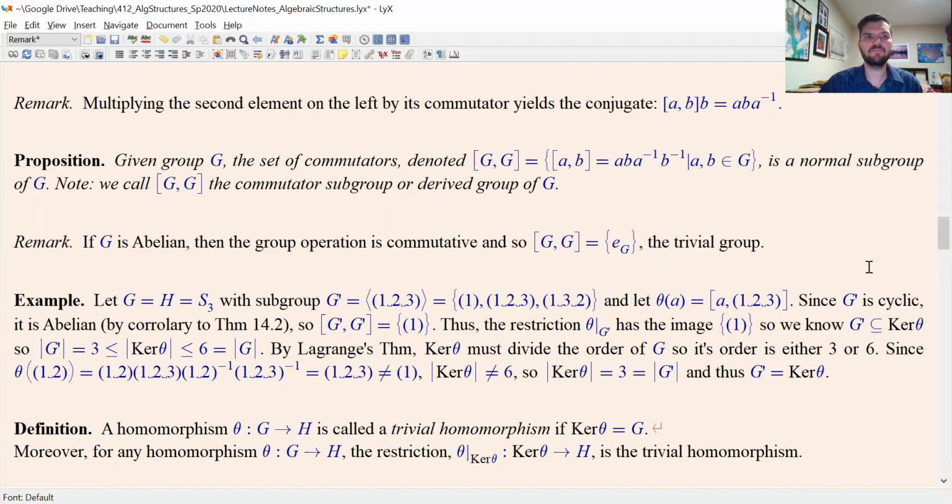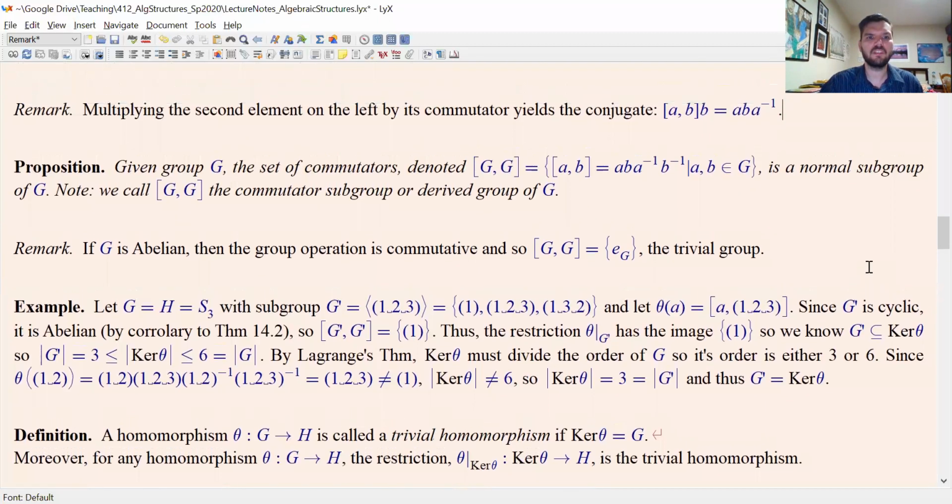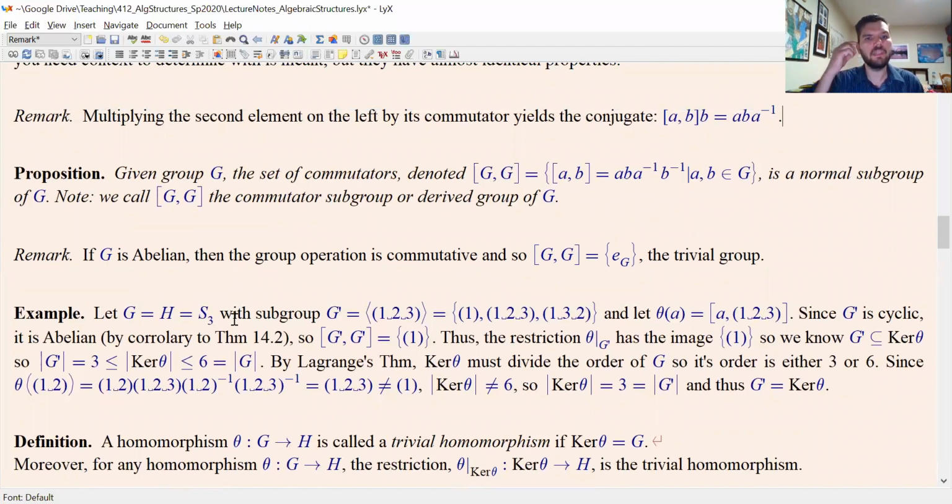Well, let's just do an example here. Let G and H both be S3. We just talked about that, right? But now we're going to define a subgroup, G prime, which is the cyclic group formed from (1 2 3). And then we're going to define a homomorphism where theta of A is the commutator of A and (1 2 3), one of the elements in the group. Now, since G prime is cyclic, it is abelian by the corollary to theorem 14.2, on the fly. Look at that. So the subgroup of commutators of G prime is equal to 1 because it's abelian, right? We just said that.